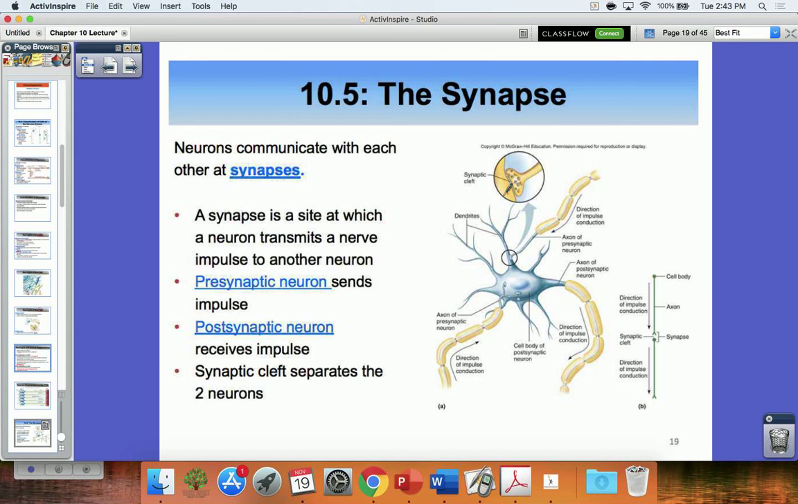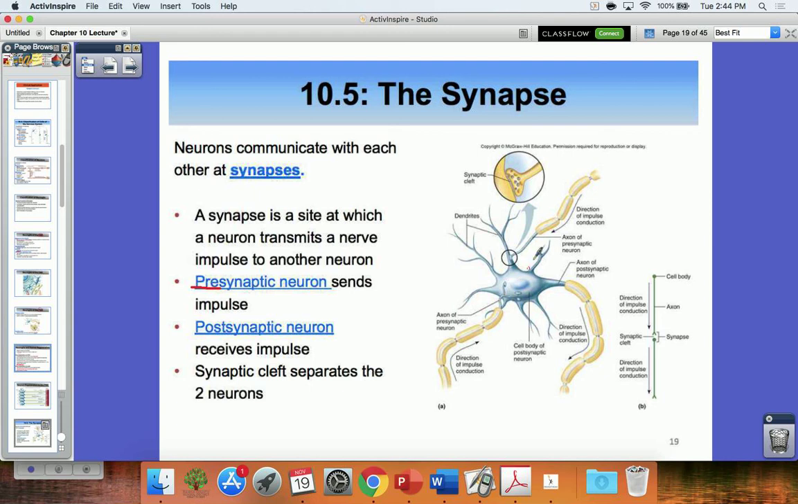But the two neurons get very, very close. And if we have two neurons that are synapsing, we have what we call the presynaptic, pre means before. So before the synapse is the one that's sending an impulse. And so if this is a presynaptic neuron, it's going to be sending an impulse to this neuron. Okay? And the postsynaptic neuron is what's receiving that impulse. So in this case, this will be the postsynaptic neuron.